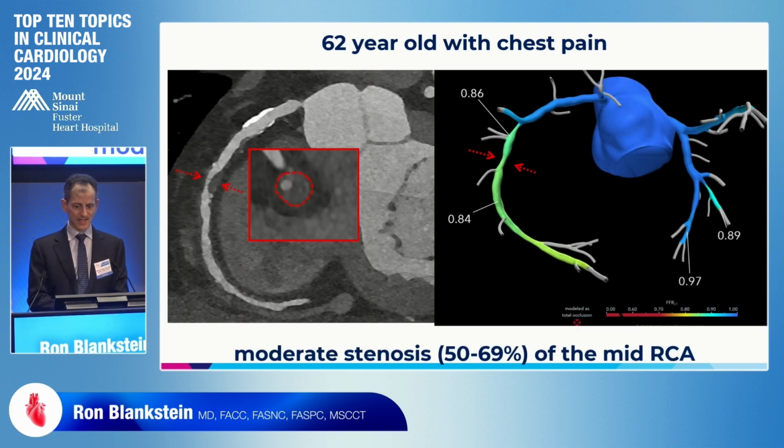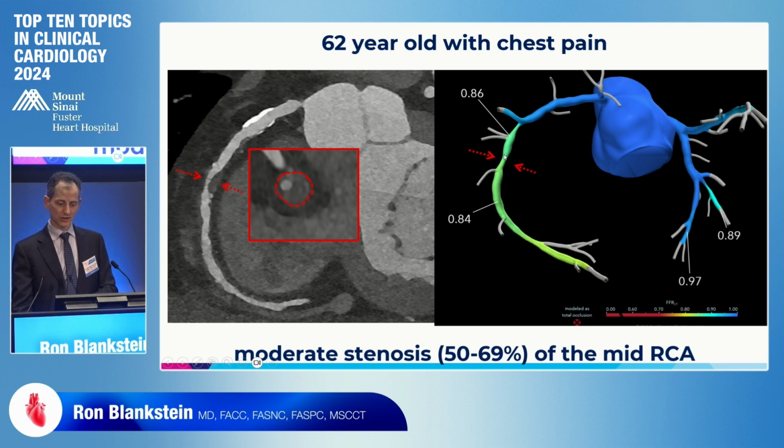Another tool in CT now is FFRCT. This is a technique where we can use computational fluid dynamics to estimate what the invasive FFR would be. So this is a lesion in the mid-LAD here that's moderate. You can see here a short axis view of the lumen and a large amount of plaque. And of course, this is a lesion that may or may not be flow limiting. If you're in the cath lab, you may want to do an invasive FFR, but now based on CT, you can predict what the FFR would be.